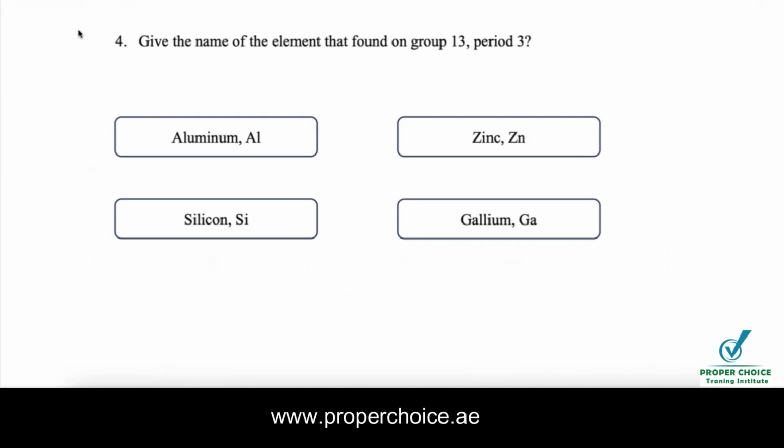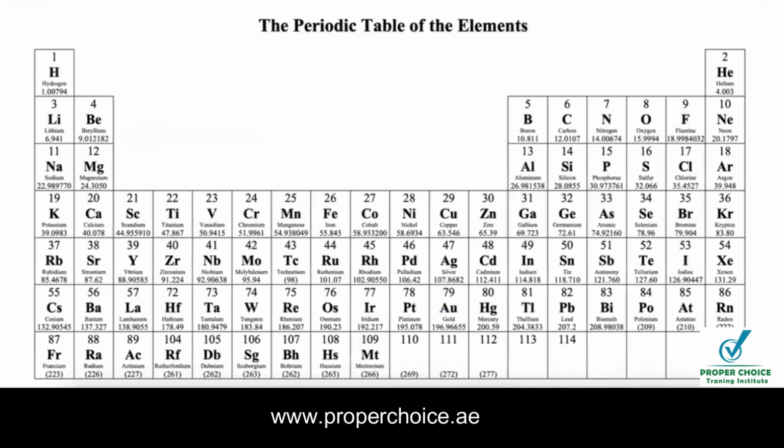Question number 4 says, give the name of the element that is found in group 13 and period 3. Very simple question. You just need to look at the periodic table and recognize which element is found in group 13 and period 3. So you have to look at the rows and the columns and where that element belongs. For example, here, again, I'll be naming group 1, group 2, 3, 4, 5, 6, 7, 8, 9, 10, 11, 12, 13. So this is group 13, which means the element could be any among that.